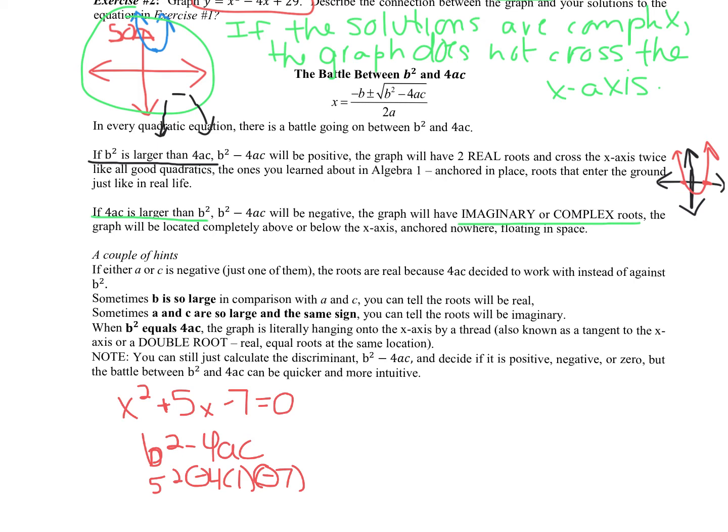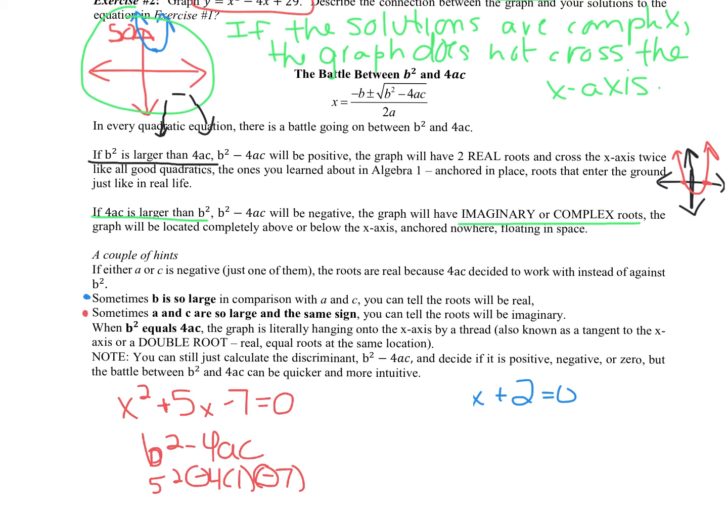They're working together. It says sometimes b is so large in comparison with ac that you can tell the roots will be real. So let's say I had x squared plus 10x plus 2. I can tell because this value of b is so large, and even negative 10 would work, right? Because we're just squaring that, it's b squared, so I want to point out positive or negative doesn't matter in terms of the b, it's the absolute value of that number. So if it has a large absolute value, the b is going to win out.